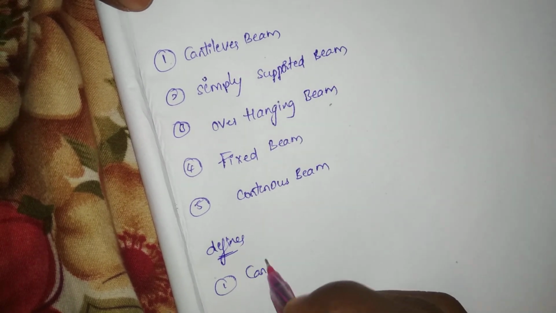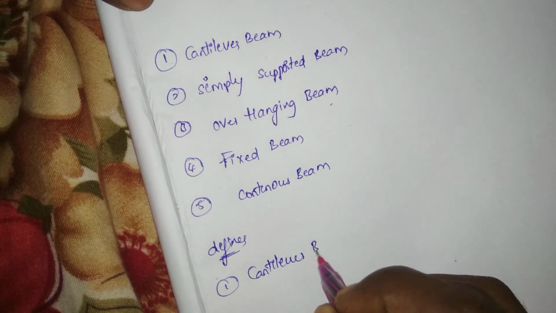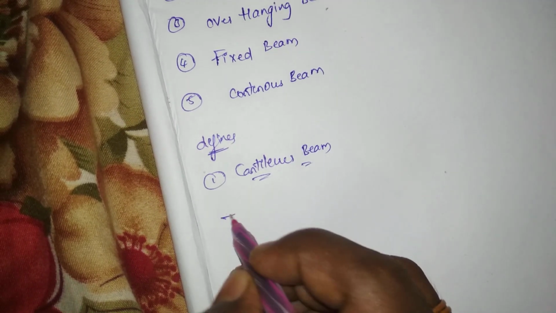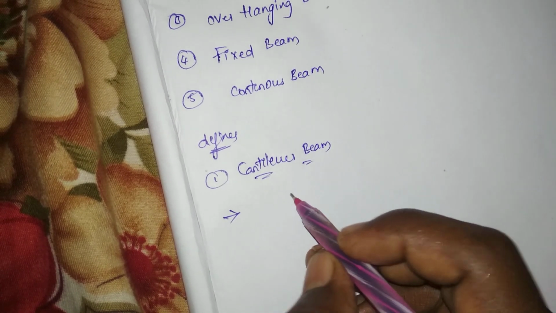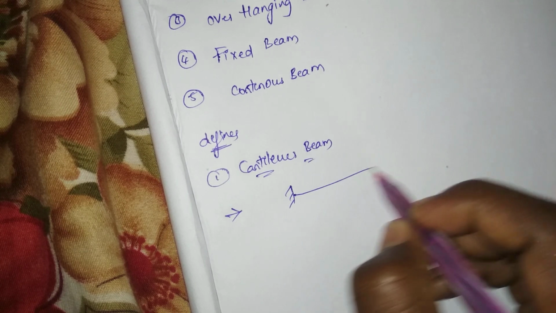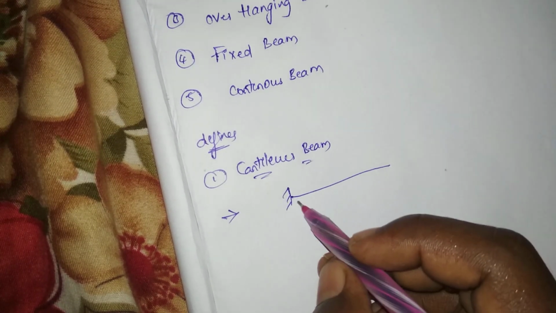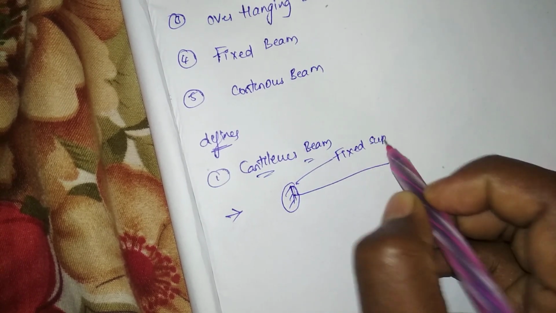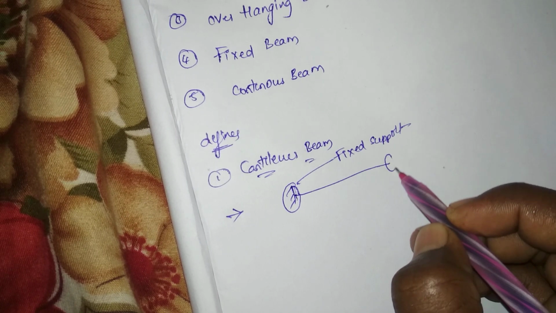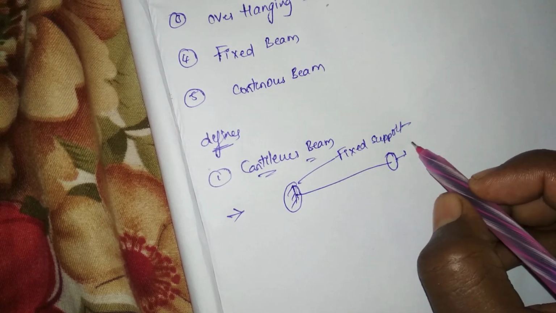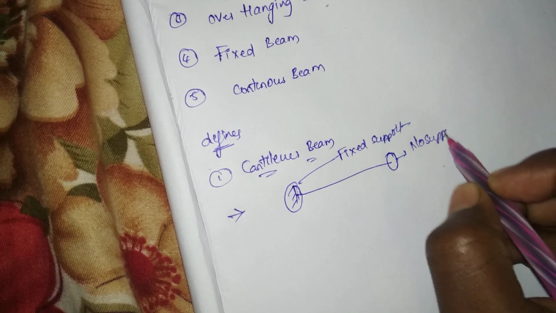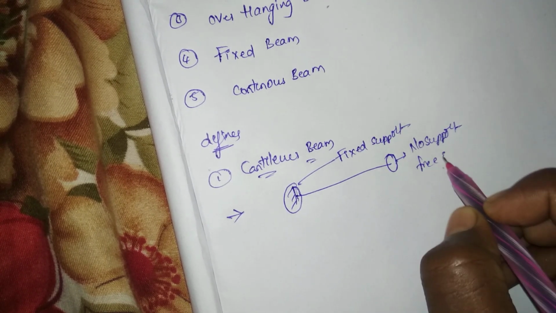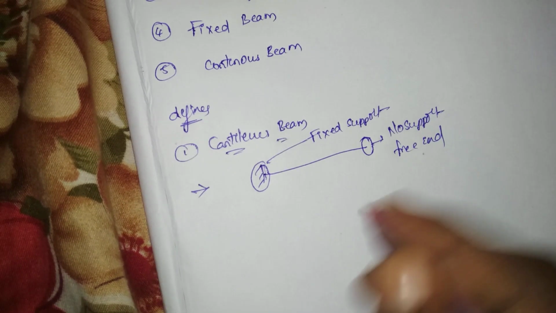Number 1, cantilever. A cantilever means one side is fixed and the other side is free, without any support, like this. This is a fixed support, and this one is without any support, no support, or free end.